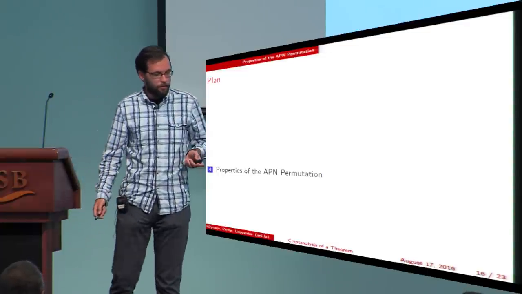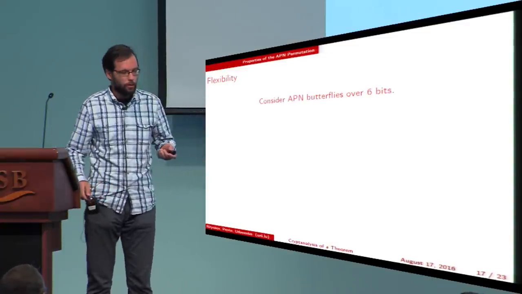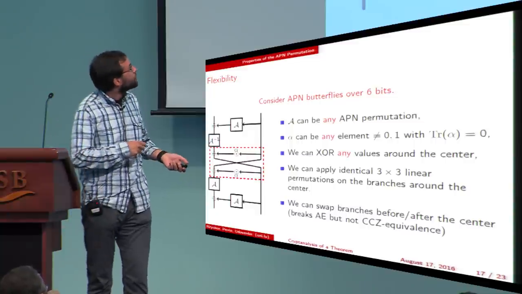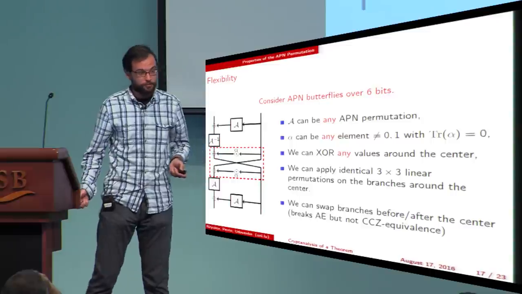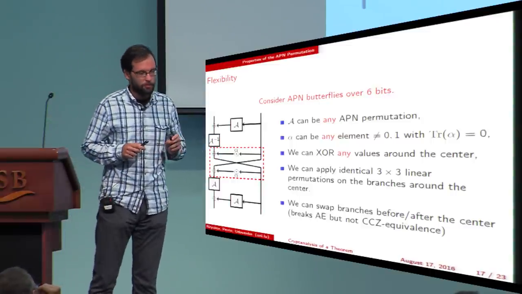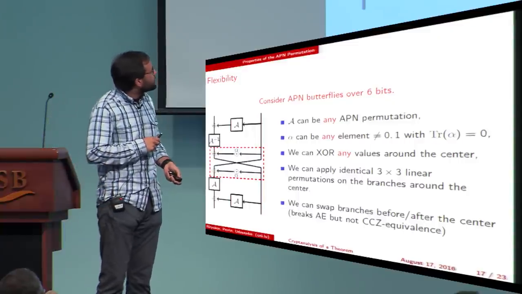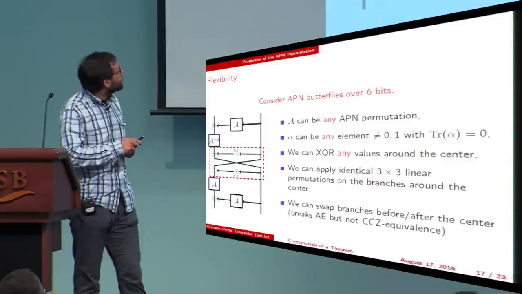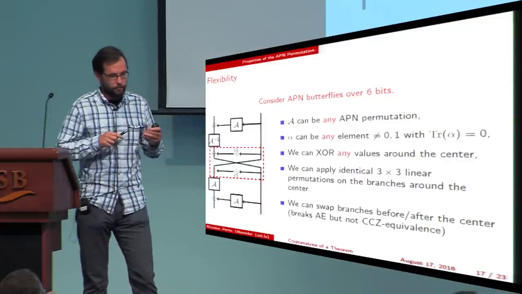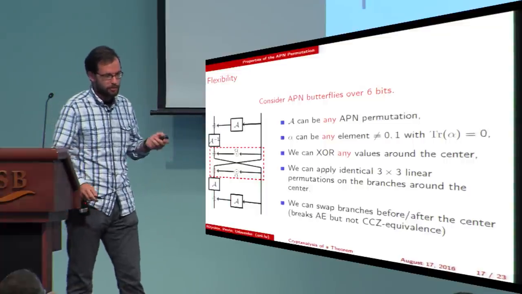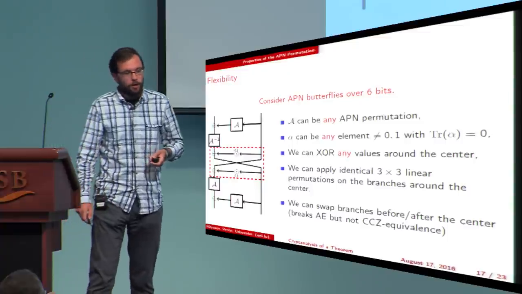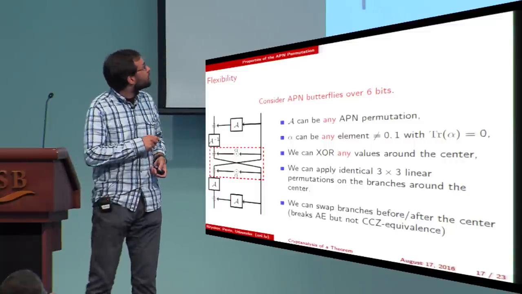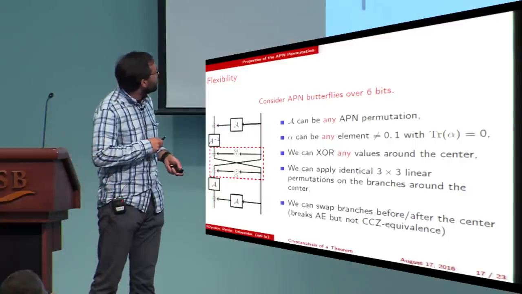Okay, and now some new properties of the APN permutation. So we go back to 6 bits, the structure that we have found, and we look at what we can change in this structure so that it still remains an APN permutation. First, we can replace A by any small APN permutation. We can replace alpha by any non-zero field element with trace equal to 0. We can XOR values here, here, here, and here. Like there was an XOR with 5 in the original structure, we removed it, but we can put any XORs and it still remains an APN permutation. We can apply linear functions here, here, here, and here. And also we can add branch swaps before the red rectangle and after.